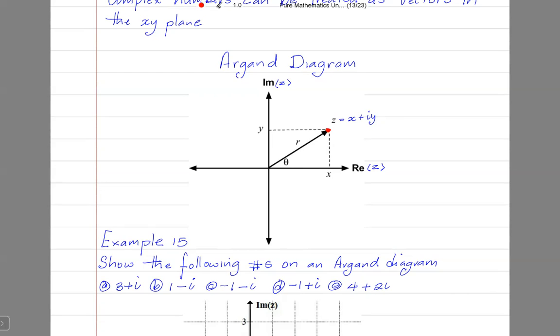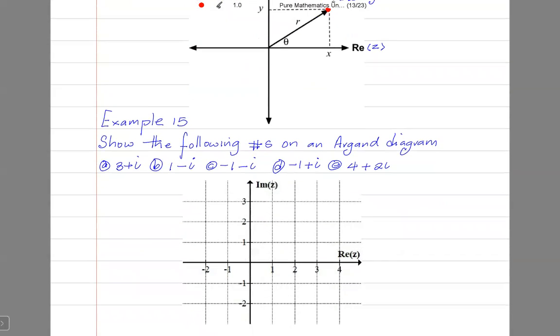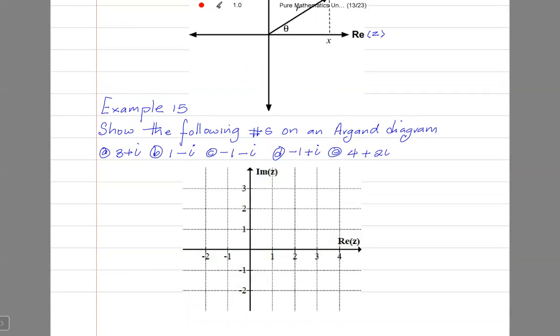So let me show you what I mean in this example. You don't have this note, so I'm guessing you can't do what I'm doing. I guess you could always draw a quick sketch. It says show the following numbers on an Argand diagram.